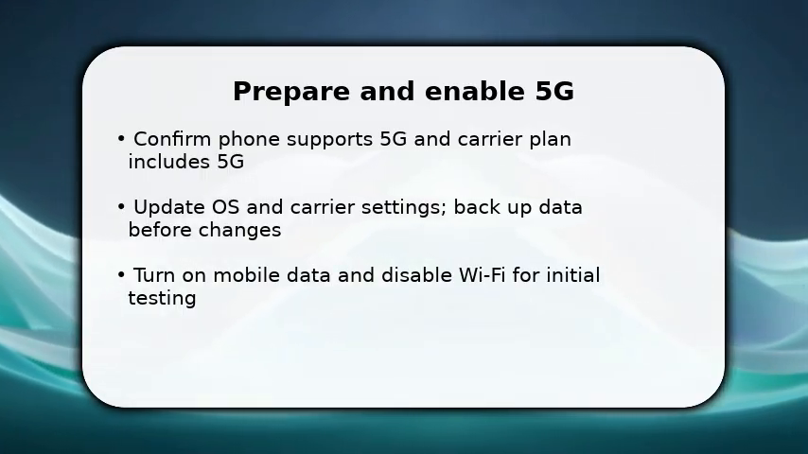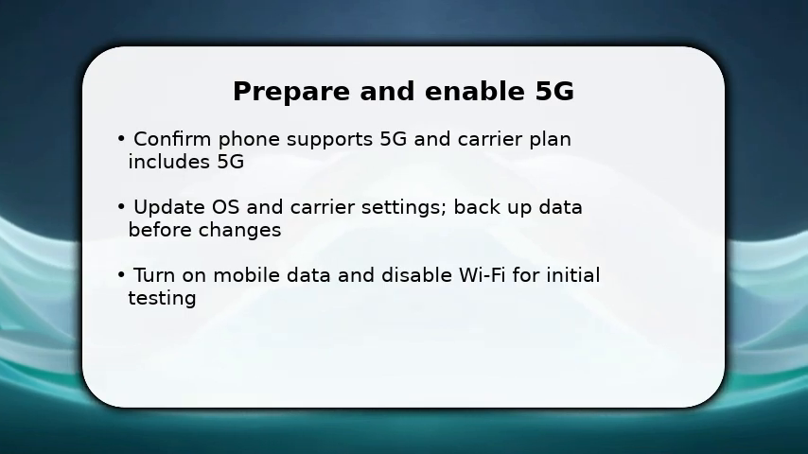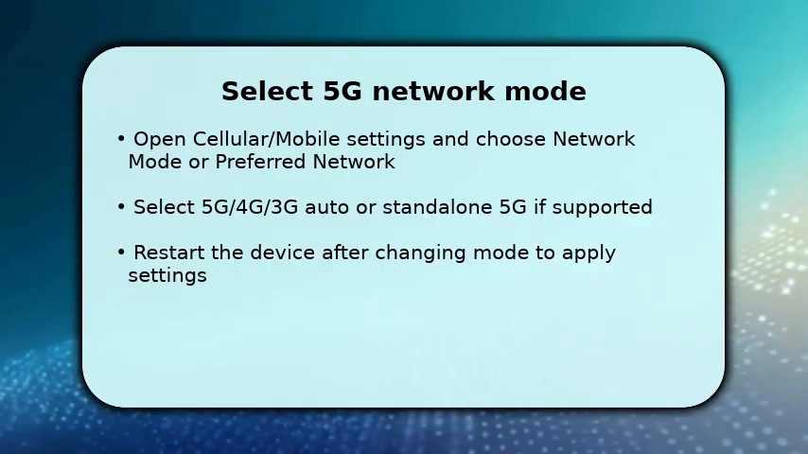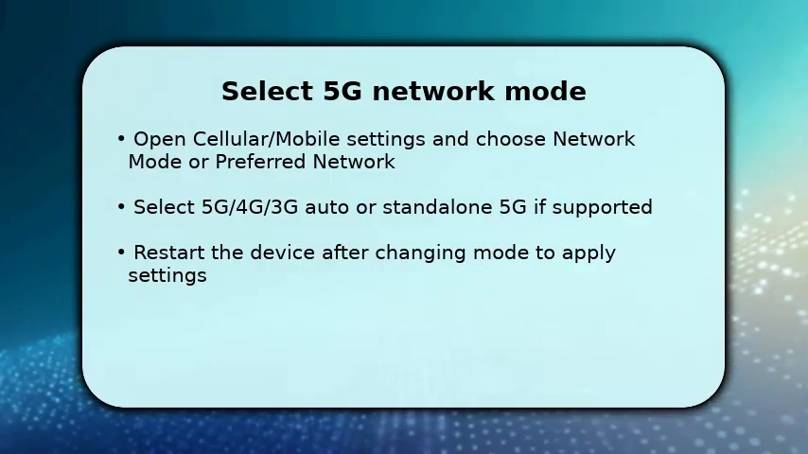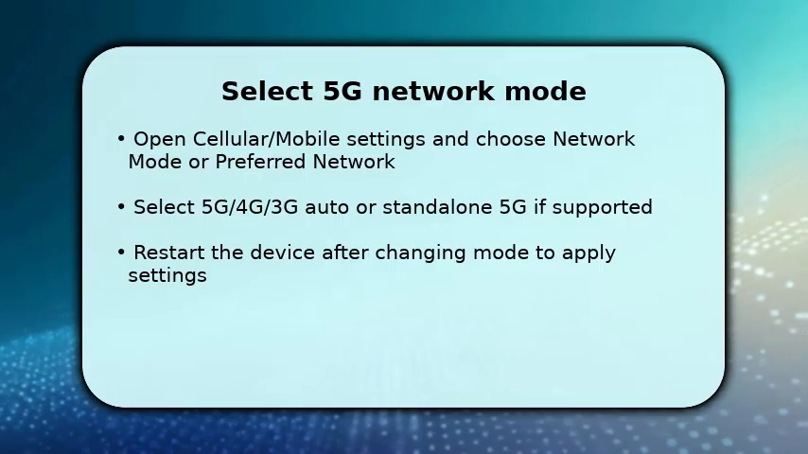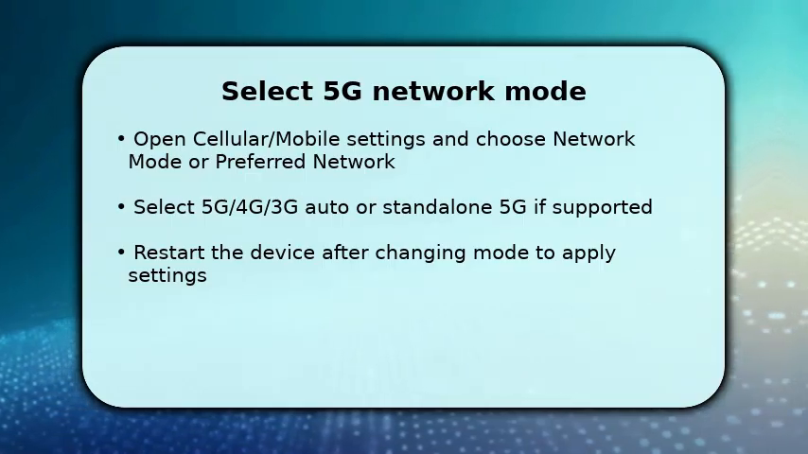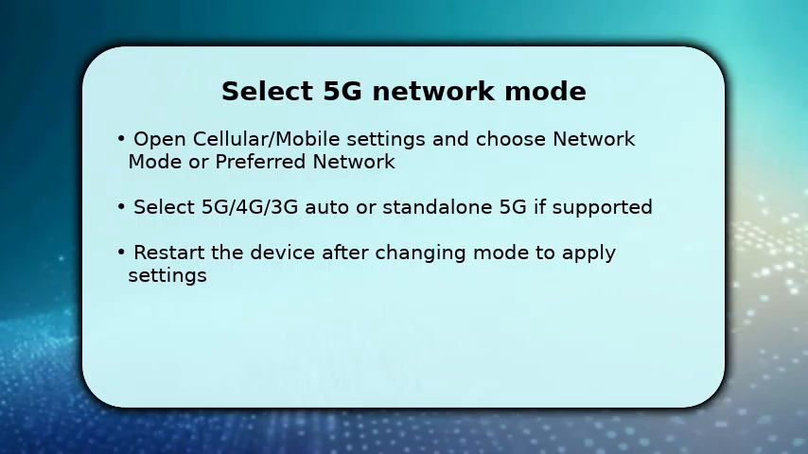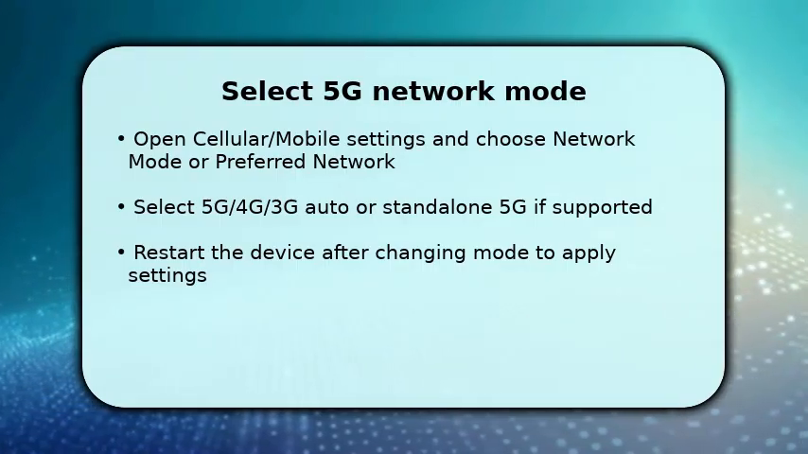You now change the network mode inside your phone settings. This is the core action. Go to Cellular or Mobile Network Settings and open the preferred network type menu. Choose 5G/4G/3G Auto for wider compatibility, or pick standalone 5G if your carrier supports it for lower latency.